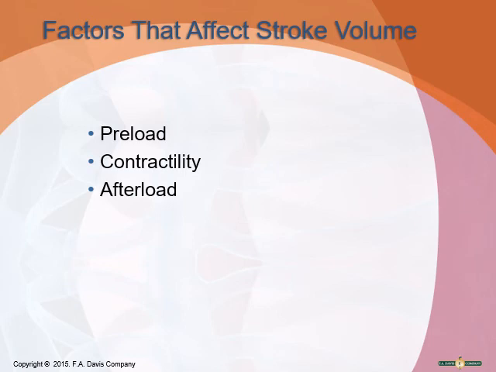Remember, stroke volume is part of the equation when measuring cardiac output. And cardiac output is how much blood your heart pumps in 1 minute, and stroke volume is how much blood is pumped in 1 heartbeat. So 3 factors affect your stroke volume. You've got preload, contractility, and afterload.